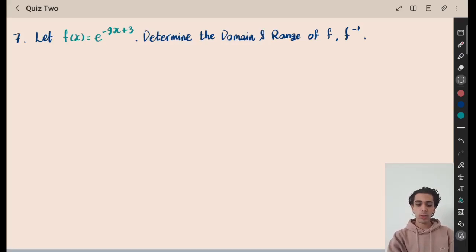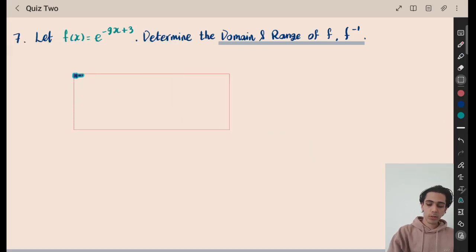Find the domain and range of this function. In this case, this is the exponential function. So this should be interesting. First off, I would like to clear out a certain part about the relationship between the domain of f and the range of f inverse, and vice versa, of course.